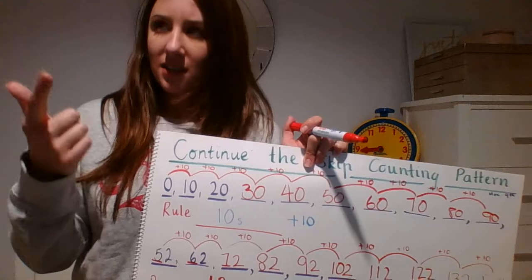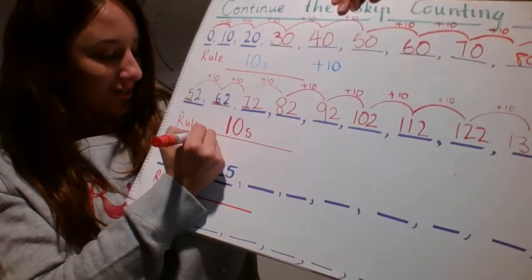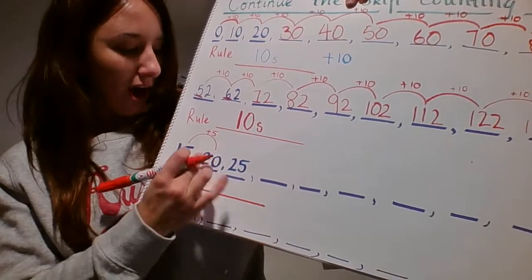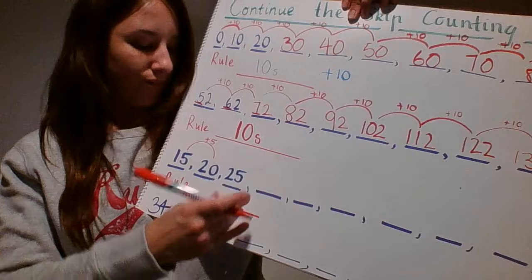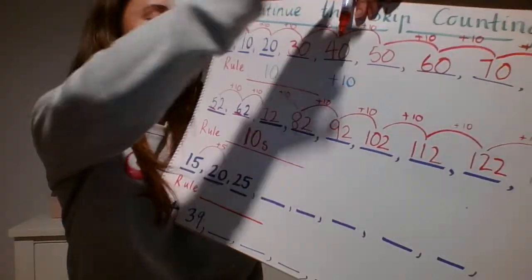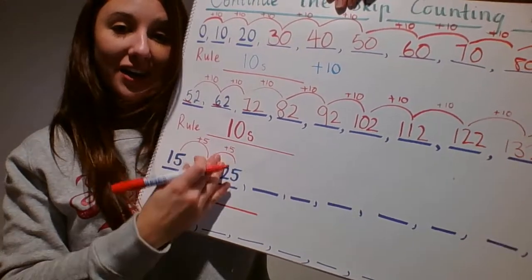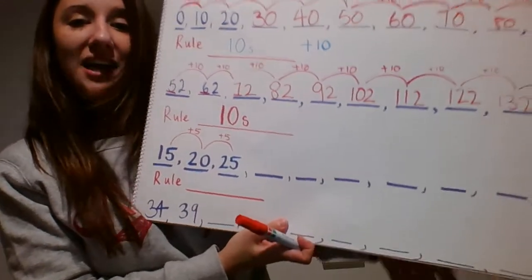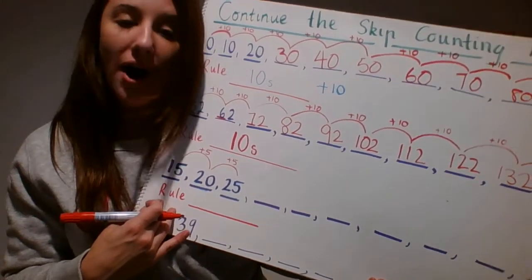Okay, 15, 16, 17, 18, 19, 20. Okay, so it's added 5. I'm going to check again between 20 and 25 just to be sure. 20, 21, 22, 23, 24, 25. So it has added 5 each time. If it has added 5 each time, we know that it is skip counting by 5s.